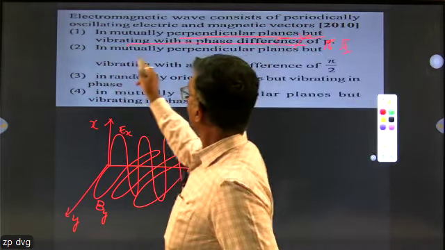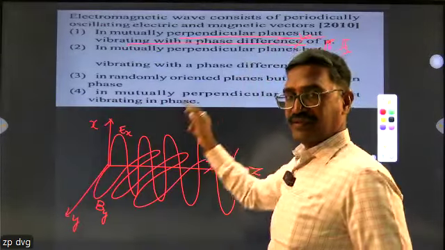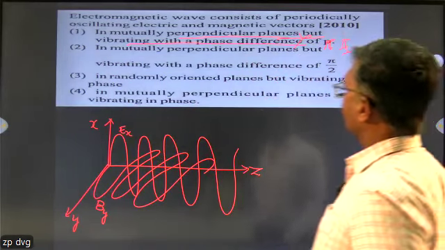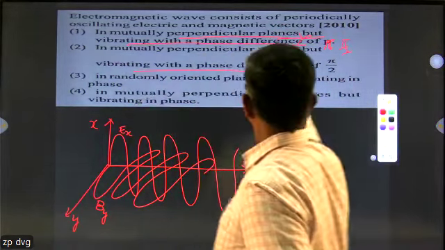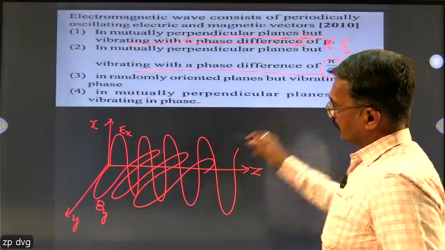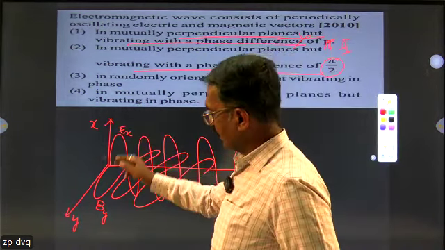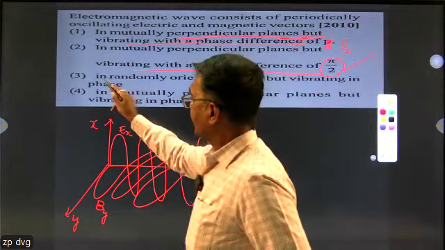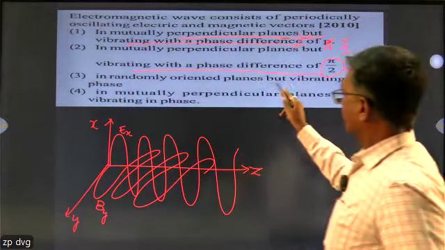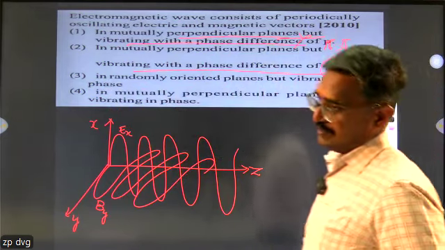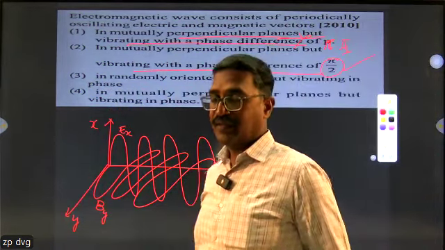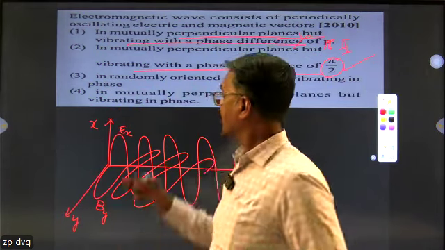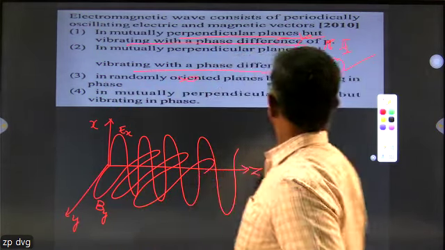ಸೆಕೆಂಡ್ ಸ್ಟೇಟ್ಮೆಂಟ್ ನೋಡೋಣ. In mutually perpendicular planes. Correct. Electric field and magnetic field are vibrating in mutually perpendicular planes, vibrating with a phase difference of pi by 2. Correct? The phase difference between electric field and magnetic field is pi by 2. So this statement is correct. Third statement says in randomly oriented planes but vibrating in phase. ಯಾವ್ದು ಬೇಕೋ ಆ ಪ್ಲೇನ್ ವೈಬ್ರೇಟ್ ಆಗ್ತದೆ ಅಂತಿಲ್ಲ. Wrong. They should vibrate in planes which are mutually perpendicular to each other. So that's why randomly they cannot orient. So this is a wrong statement.